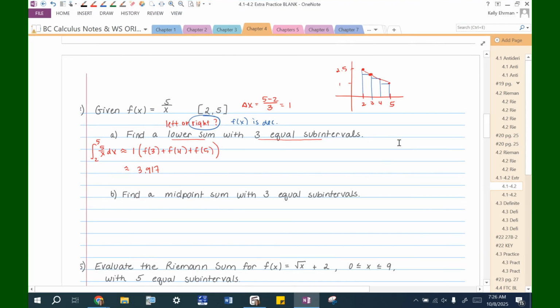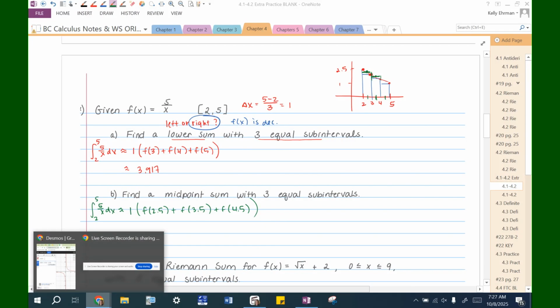Find a midpoint sum with 3 equal subintervals. So again, this is where the picture is kind of helpful. So the midpoint sum is like now your rectangle is going to be right here at 2.5 and right here at 3.5, 4.5. So the only thing we change really is that now we're approximating this integral still with a delta x of 1, but now it's f of 2.5 plus f of 3.5 plus f of 4.5. Visually, I'm expecting this to be slightly lower than what I got here.